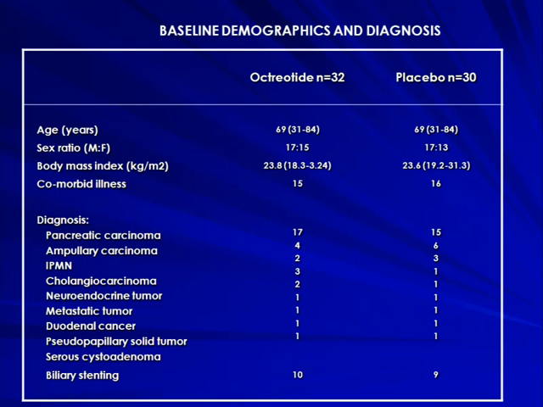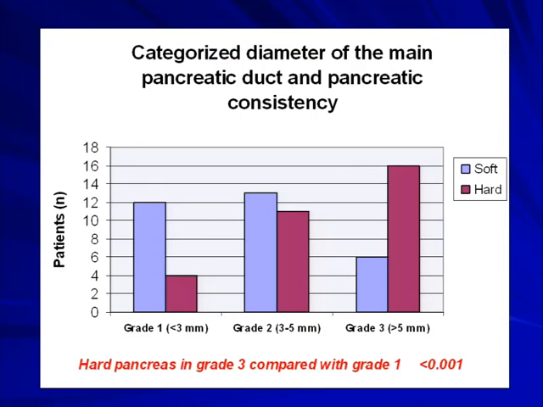What about the results? Thirty-two patients were included in the octreotide group and 30 patients in the placebo group. In each group, half the patients had pancreatic adenocarcinoma.